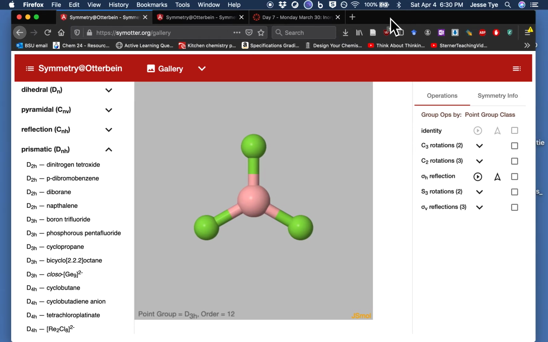In the day 7 video, I asked that you draw BF3 and benzene and show me some of the symmetry elements that are in there. I'm going to use the Otterbein site to show you guys the symmetry elements that are in those molecules.